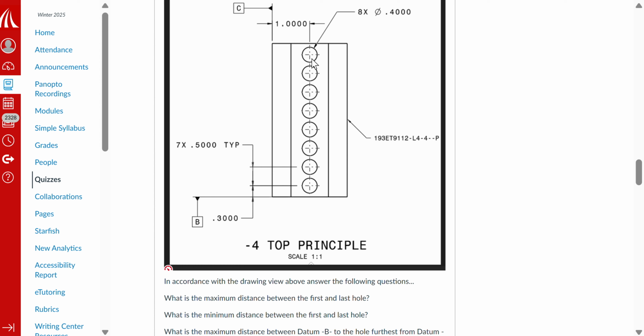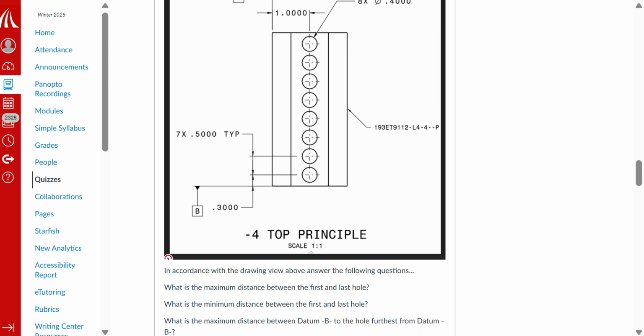So question number 3, what is the maximum distance between datum B to the furthest hole from datum B? So that's this datum line here, all the way to this hole up here. What would the maximum distance be?